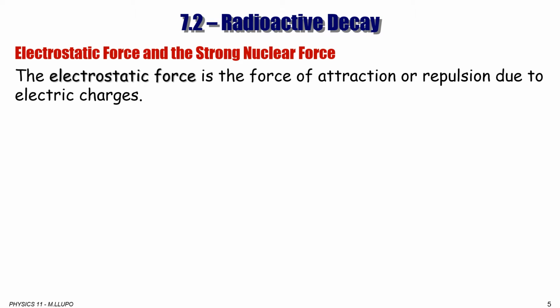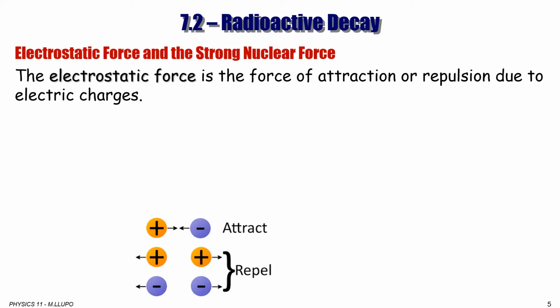In the nucleus of an element, it is very interesting to see the effect of two forces, electrostatic force and strong nuclear force. The electrostatic force is a force of attraction or repulsion due to electric charges. Based on electrostatic law, unlike charges attract and same charges repel. Focusing on two positive charges, they repel. In a nucleus, we have positively charged particles and neutral, no charge particles. So since the nucleus is made with positively charged particles, shouldn't they push each other and disintegrate the nucleus? But the nucleus is not really easily disintegrated.